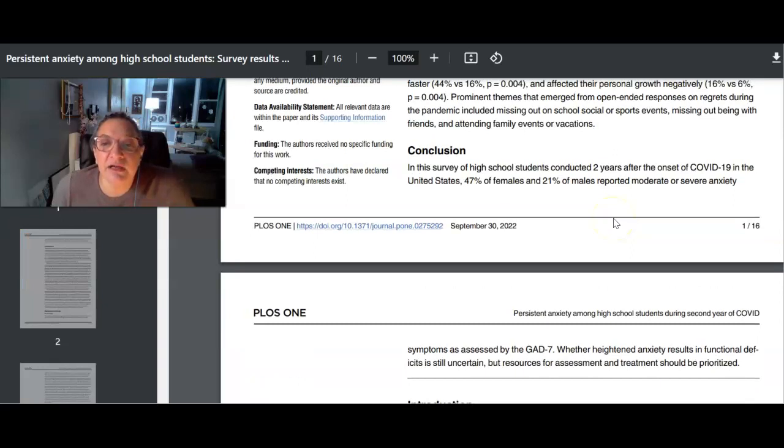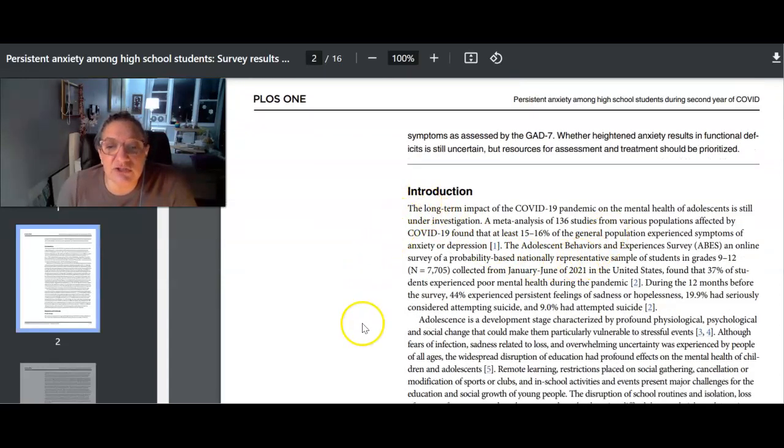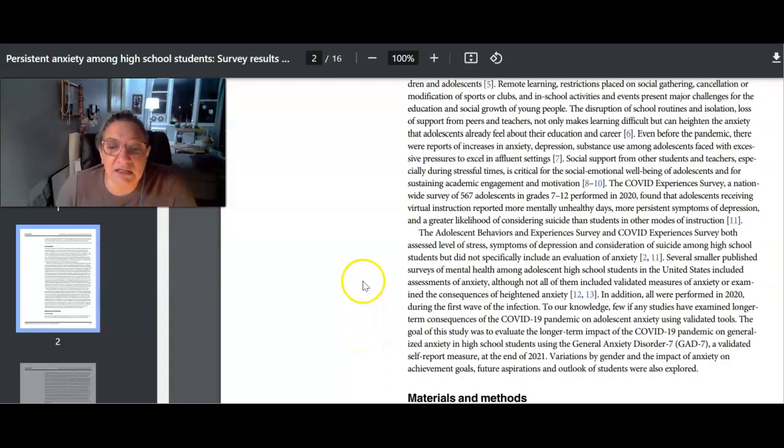In the survey, high school students conducted 2 years after the onset of COVID-19, United States, 47% of females and 21% of males reported moderate or severe anxiety symptoms as assessed by the GAD-7. Whether heightened anxiety results in functional deficits is uncertain, which we already said in the last thing. Okay, so then here's this introduction. It tells us everything about adolescence and stage development and the GAD study.